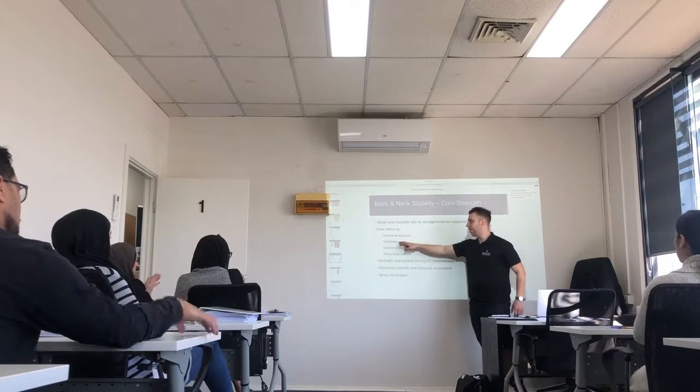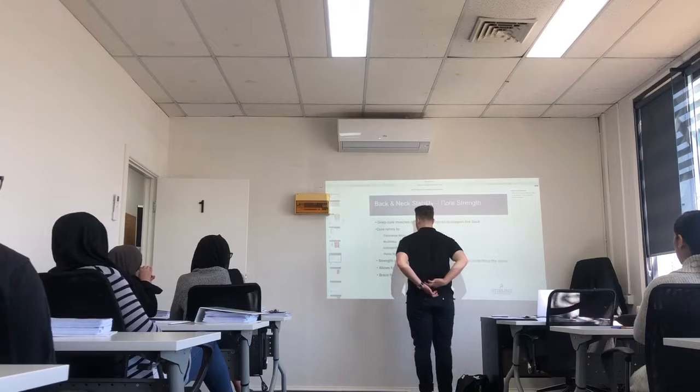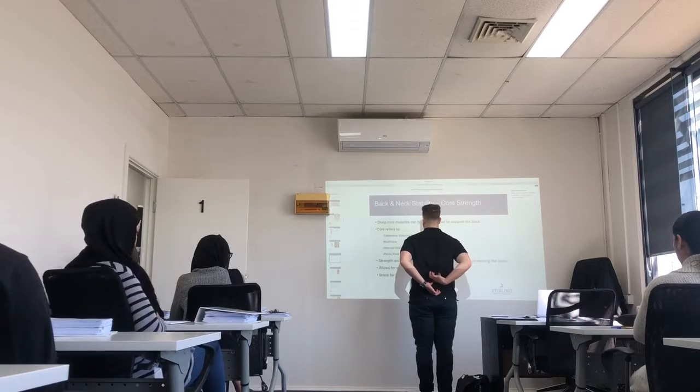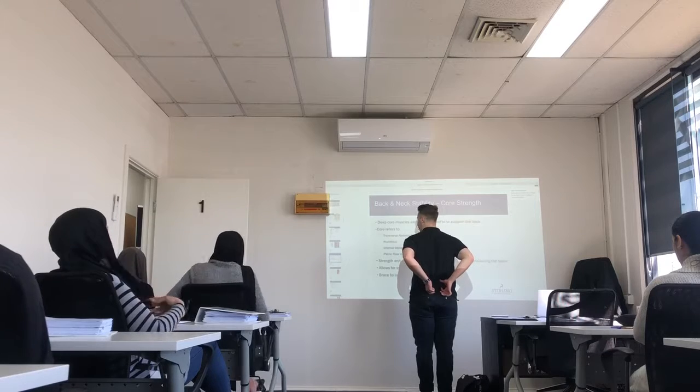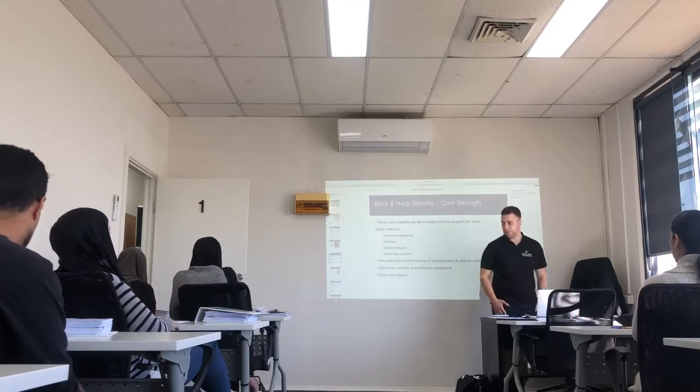And then multifidus was that muscle right near the spine. So we look at the spine straight down the lumbar segments laterally, so on both sides. That's our multifidus muscle group.